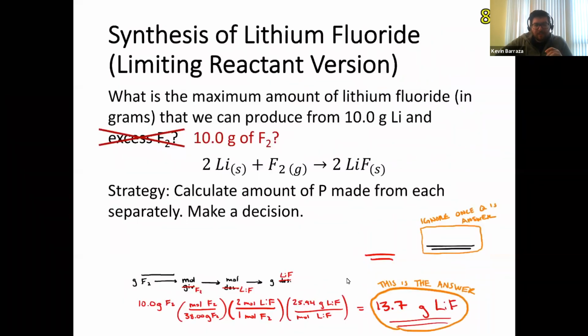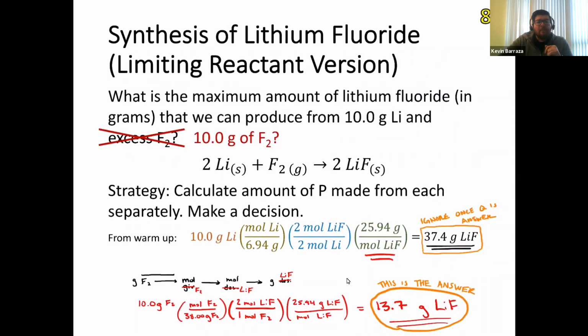And so we practiced with this question. We were asking how much product, in this case lithium fluoride, a crystalline solid compound, can we produce from 10 grams of lithium combined with 10 grams of fluorine? So now we need to assess which one will get used up first. We did the calculation for lithium as our warm-up, and we got an answer: if I use up 10 grams of lithium, I will make 37 and some change grams of product.